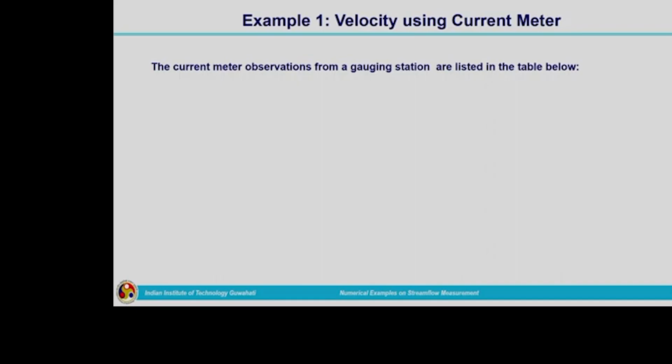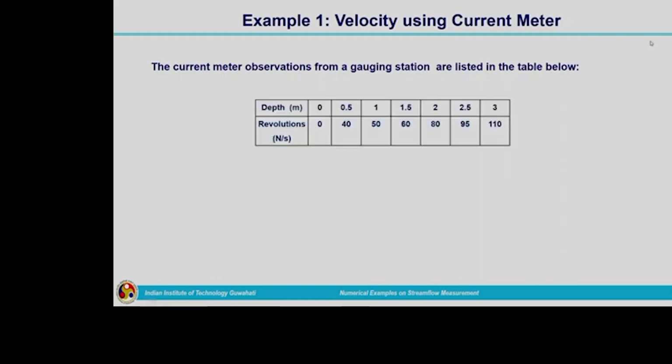Example 1 is related to velocity determination using a current meter. First let me read out the question. The current meter observations from a gauging station are listed in the table below. These are the data given to you. The velocity measurements are carried out using a current meter, at different depths varying from 0 to 3 meters, and the revolutions recorded by the current meter are given as the observations.